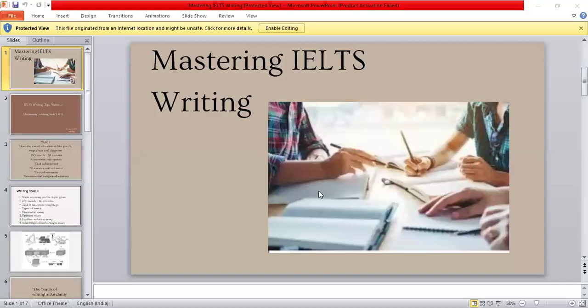Can you see this? Rosemary, it's not visible. I think the screen is not shared. Okay, so let me try once again. And now? Yes, now we can see the screen. Okay.